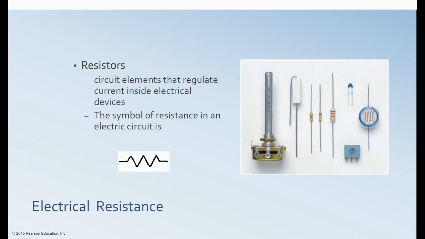When we're constructing electrical circuits, we can construct little devices that regulate the current inside that device. We call these devices resistors. You can see some examples of resistors that might be placed in electrical circuits in the picture. If we're drawing an electrical circuit, the symbol for resistance is that little zigzag line that you see there.